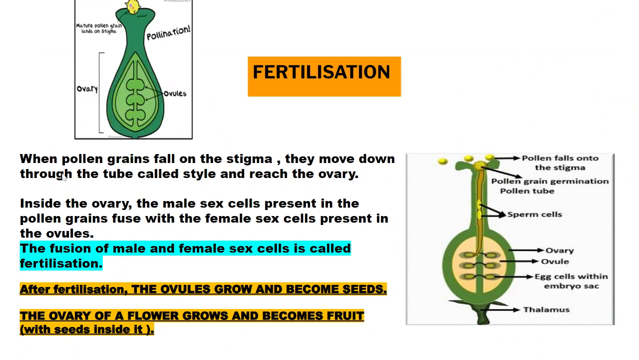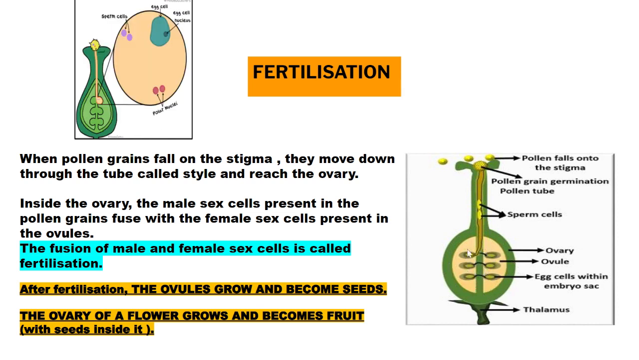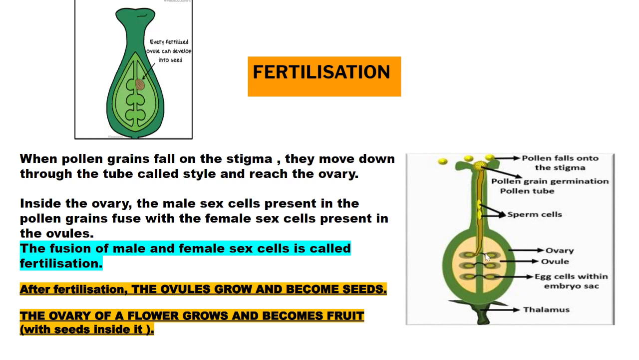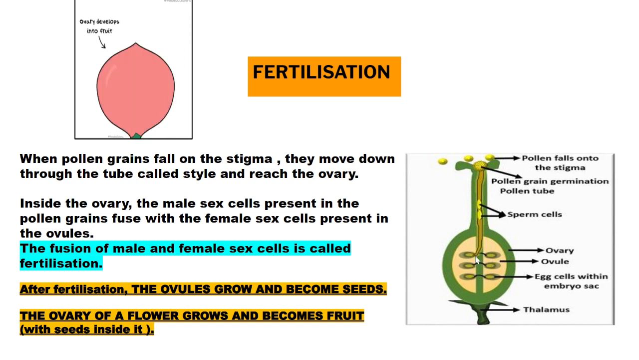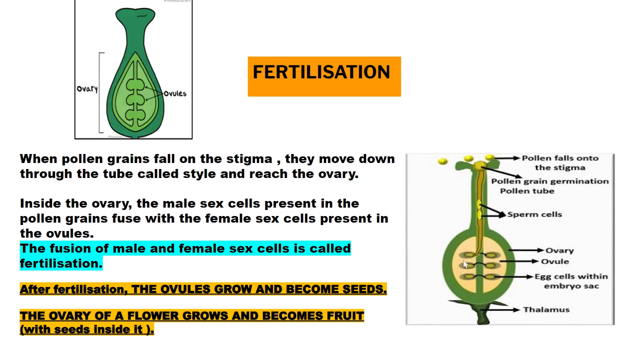After pollination, when pollen grains fall on the stigma, they move down like this and reach the ovary. You can see they reach the ovary. Inside the ovary, the male sex cell present in the pollen grain fuses with the female sex cell present in the ovule, and this fusion of male and female sex cells is called fertilization.